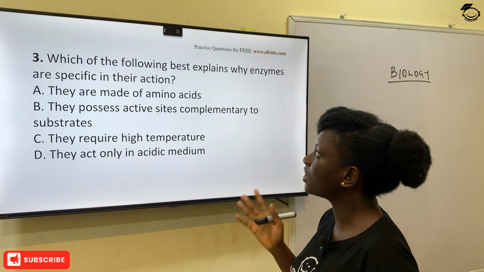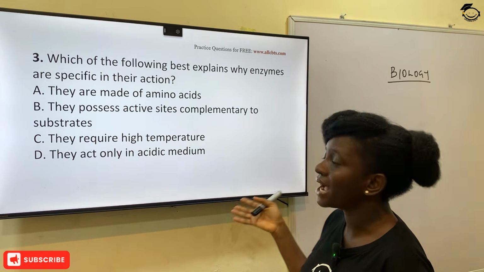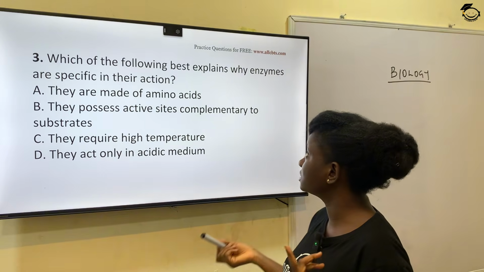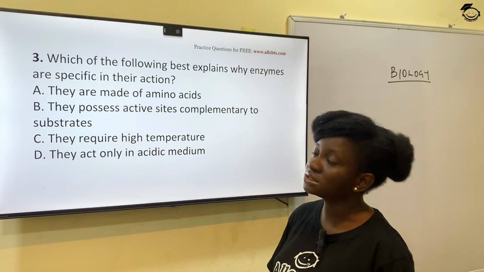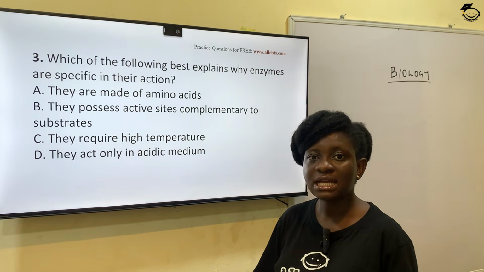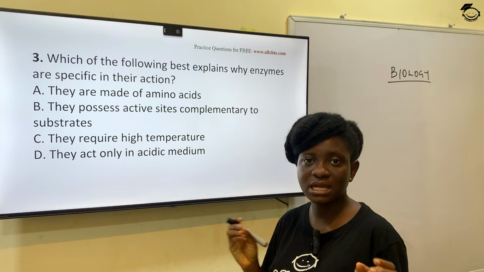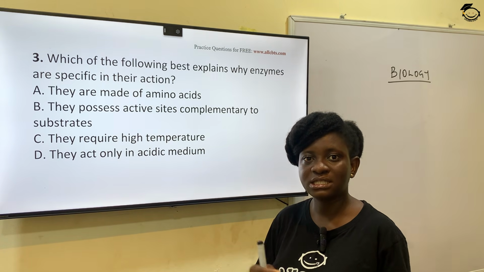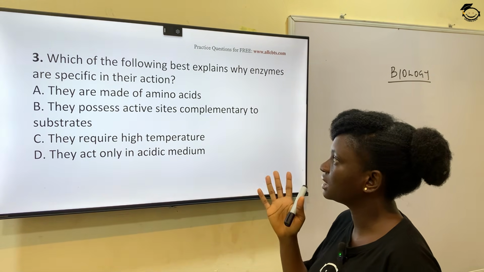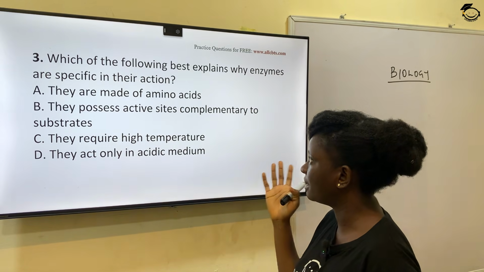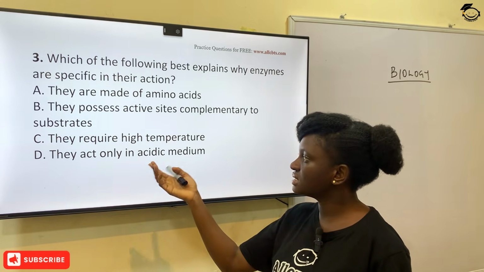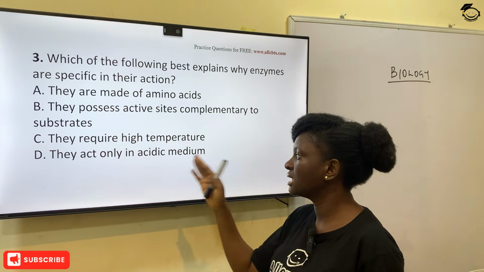Question 3. Which of the following best explains why enzymes are specific in their action? The question is asking which of the options listed is why enzymes are specific in their action. For any enzyme action to take place, there is the need for the substrate to bind with the active site. So let's see the options. Option A, they are made of amino acids. B, they possess an active site complementary to the substrate. C, they require high temperature. D, they act in acidic medium.